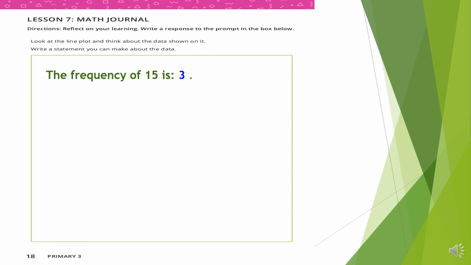Our math journal. Look at the line plot and think about the data shown on it. Write a statement you can make about the data. Here we will find that the frequency of 15 is 3 because we have 3 x's at 15.